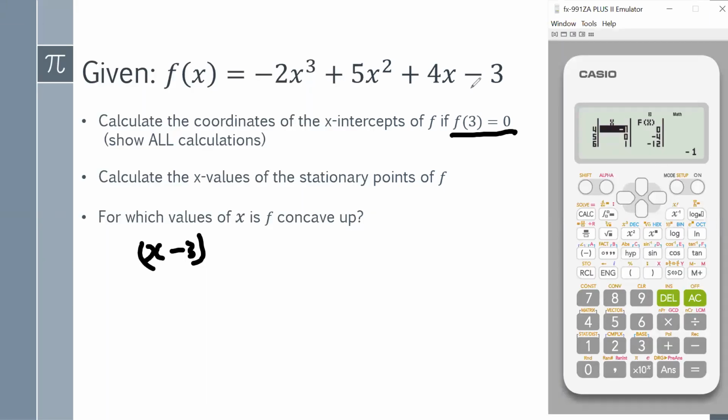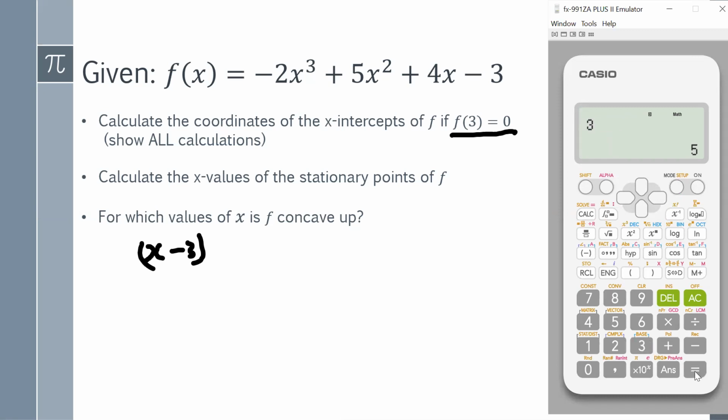There's our calculator, and I will go straight to table mode. And then I will type in my negative 2x cubed, and then plus 5x squared plus 4x, and then minus 3. And then where we're going to start, we're going to start at negative 3 up to 3, okay?